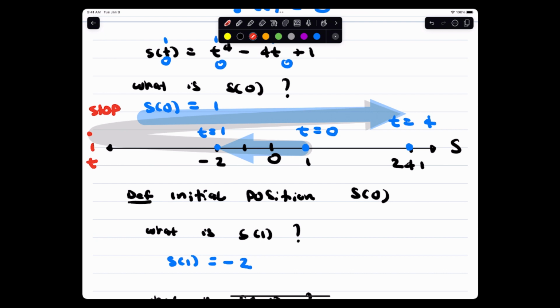If t is 0, you're at 1. T is 1, you're at -2. But yet, at 4 seconds, you're at positive 241. So what's going on with that particle? It's moving, there's a speed, and there's even an acceleration. Because how could it get way over to a positive number 241 so fast? It had to have accelerated. Is that true? You guys see my point?